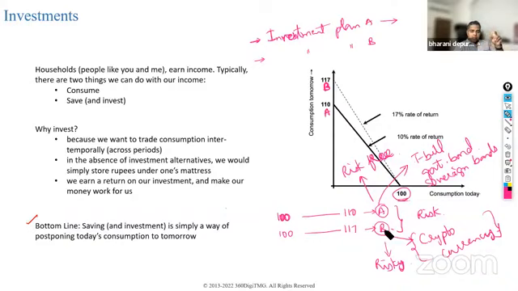So investing in A or B again depends on your risk-taking appetite. If you are a kind of person who wants to take risk, you would choose option B. If you are a person who does not want to take risk, you will choose option A. So it depends on the investor's risk appetite.